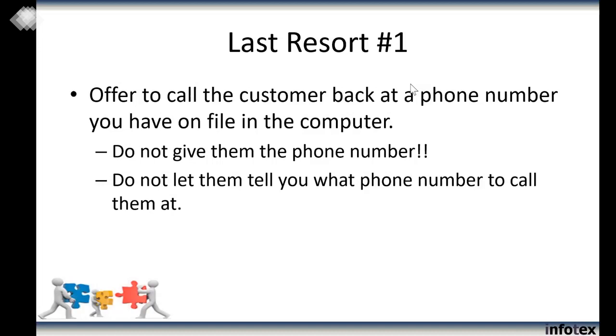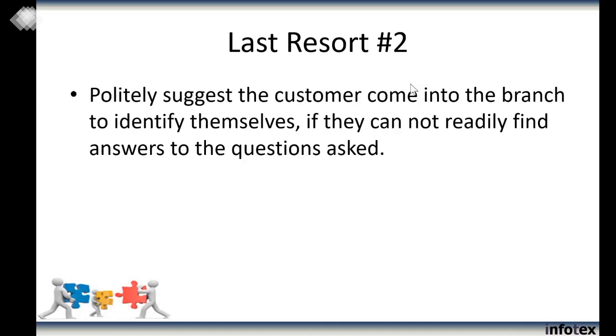The first one is to offer to call the customer back at the phone number that you have filed on your computer. A bad guy might say, well, I'm at this number, call me here. No, we need to call them at a phone number that's in our computer system. A bad guy might say, and what number is that? What number do you have? We can't tell them what number we have in our phone system without confirming their identity. Now, keep in mind, they're going to look them up and try to call the next branch, but that's why we all need to ask the out-of-wallet questions.